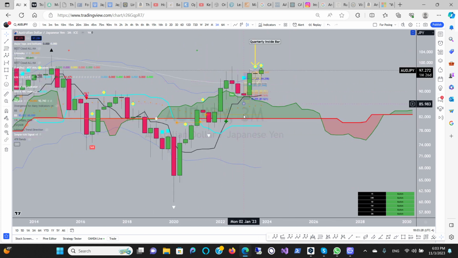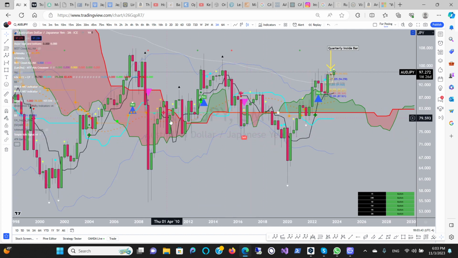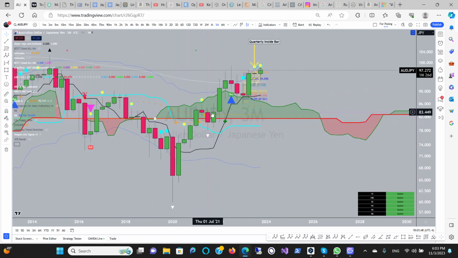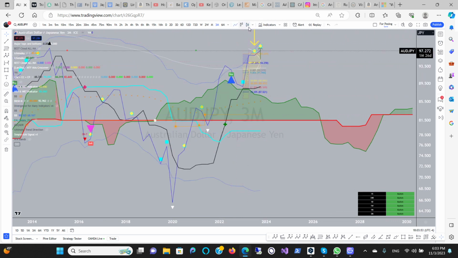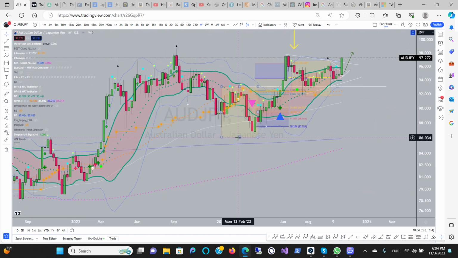Right, and then you see it's at support here in January, right on the cloud. It broke up, gave us a signal to buy. Anyway, yeah, so we have a signal to enter to buy. But we want to refine our entry by going to a smaller time frame than January. So if we go to a weekly chart to see what we see.